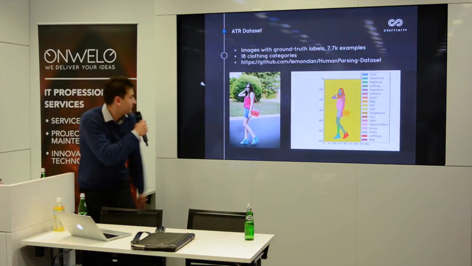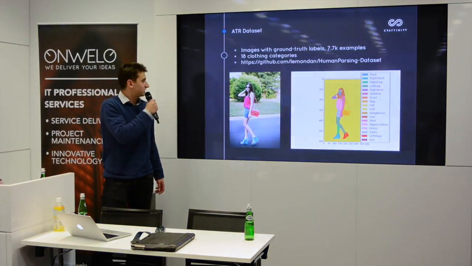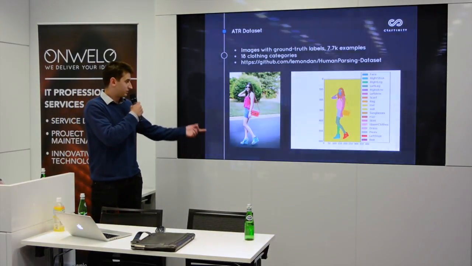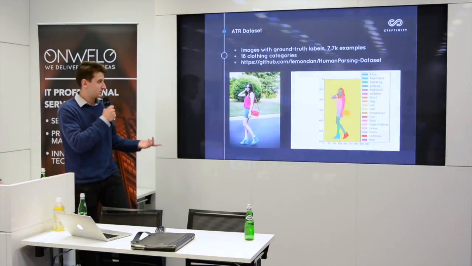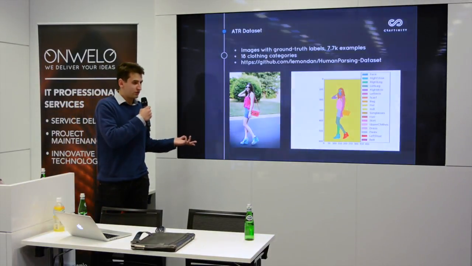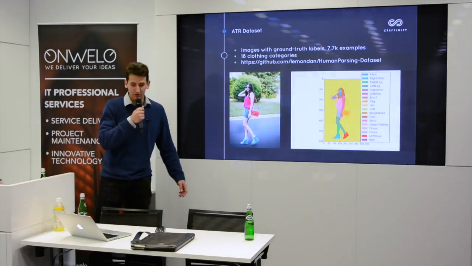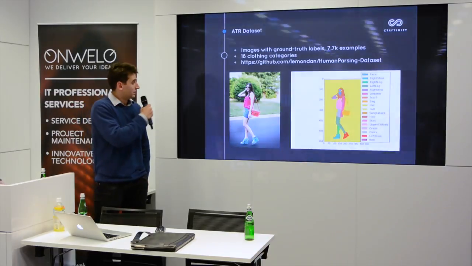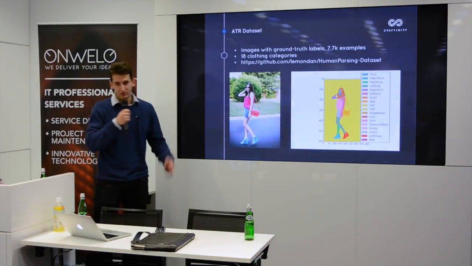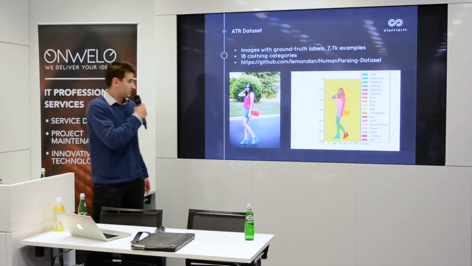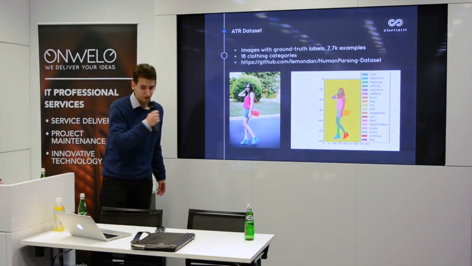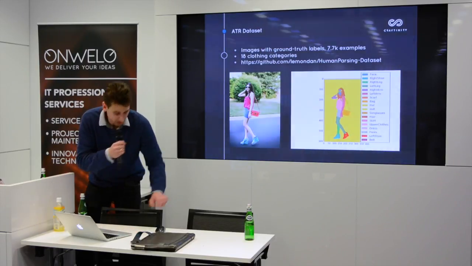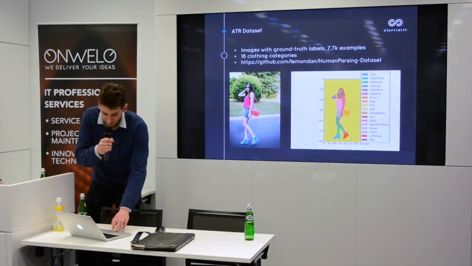This biggest data set is called the ATR data set, and that's an example of an image with ground truth. This ground truth is just a mask where every pixel has a label assigned. This data set contains 18 labels, 18 categories, sorry, and these categories are mostly parts of clothing. So that's why I use it, because it's the domain we are working in.